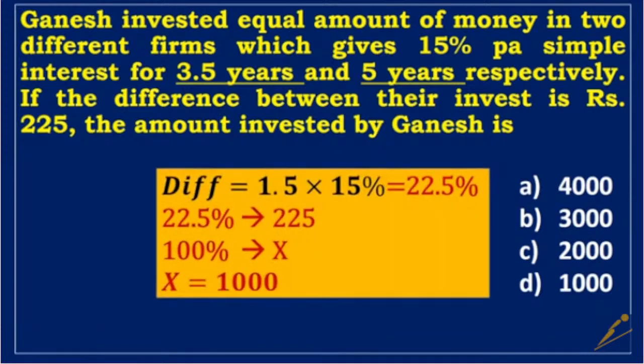equal to the product of the time difference of 1.5 and the rate of interest of 15%, which is 22.5%. The difference in the investment of 22.5% is 225 rupees. 1% is 10 rupees. Ganesh then invests 100% of his money, which is 1,000 rupees.